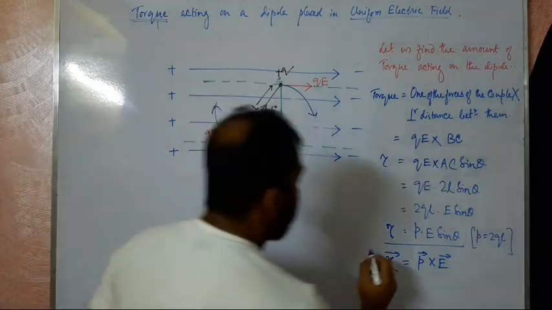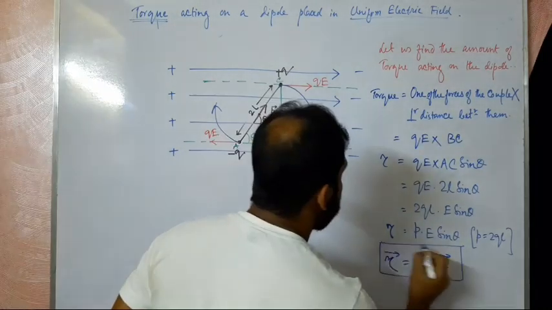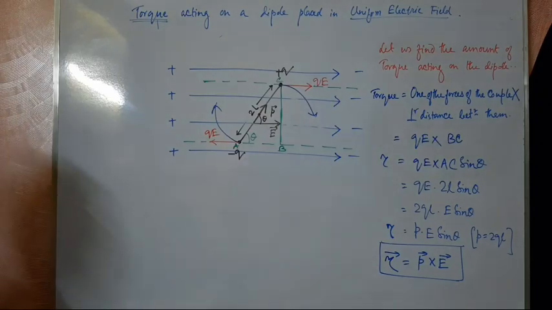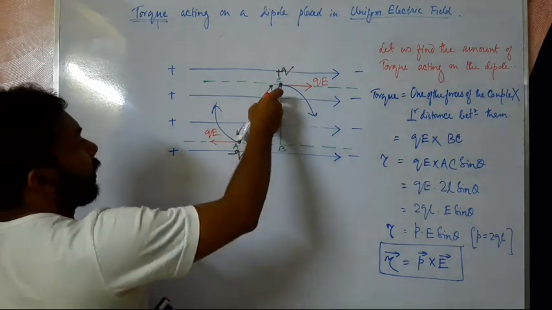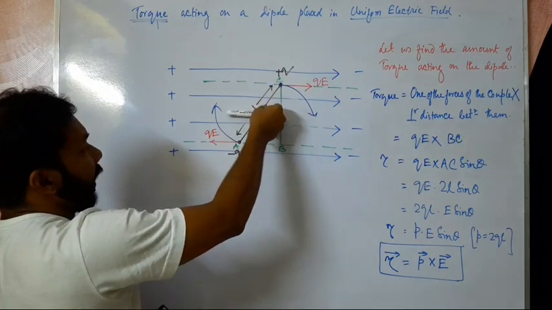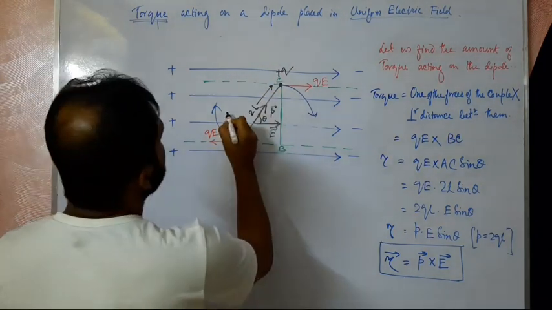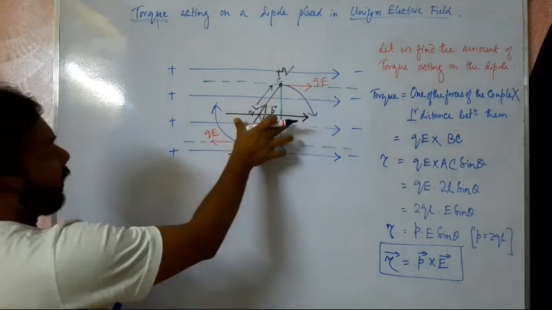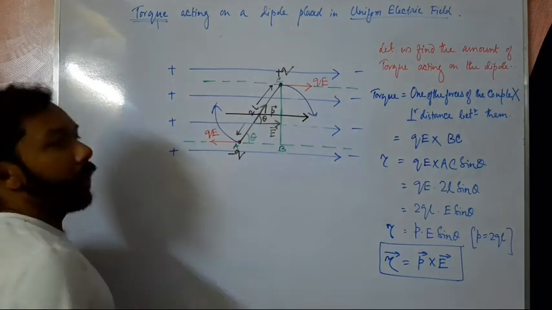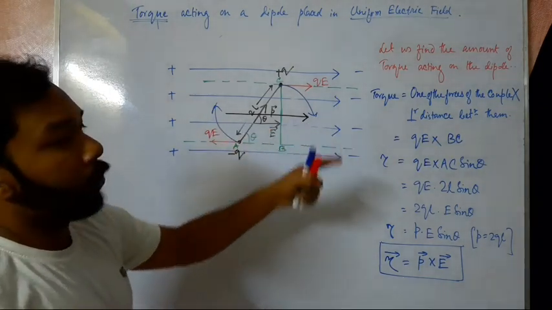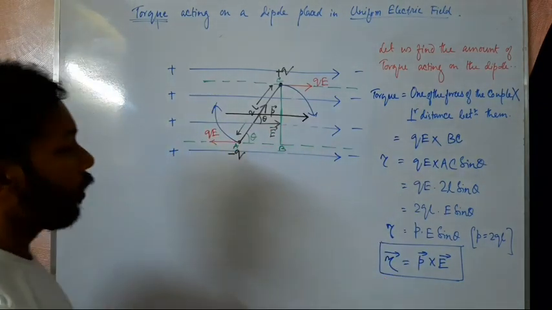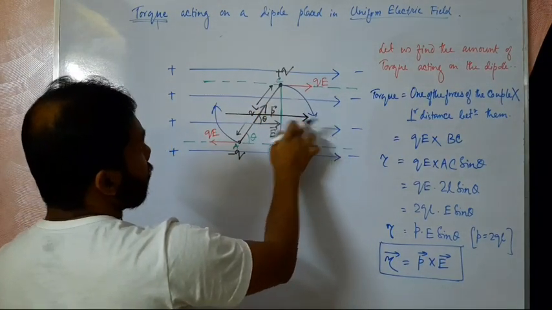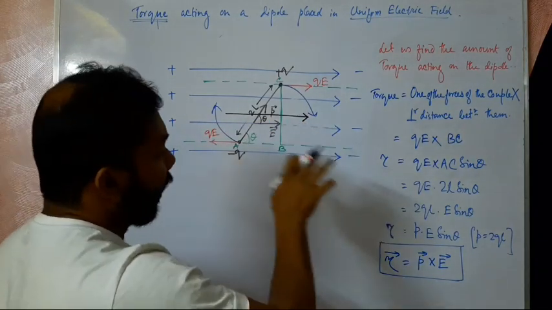So how to find the direction of the torque? I am repeating this. First we have to see how the dipole is rotating. The dipole was initially in this direction and it will tend to rotate like that. And how far will it rotate? It will rotate up to this, because after that the forces will be parallel. And when the forces are parallel, then the torque will be zero. You know, torque is zero when the forces are parallel. So it will rotate up to this and become parallel to the electric field.